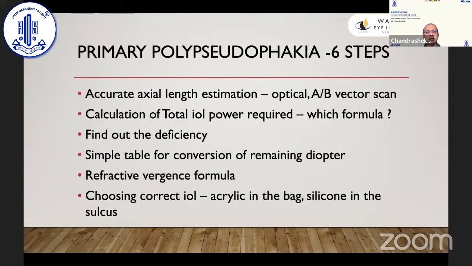Number 1, get an accurate axial length estimation. Second, find out the total IOL power required. Third, find out the deficiency by the lowest number of IOL available in the particular category you want to implant. And then the fourth is a simple table for conversion of the remaining diopter, how much to use. And we can also use the refractive vergence formula. And point number 6, choosing the correct IOL. That means an acrylic lens goes in the bag and a silicone lens sits in the sulcus.